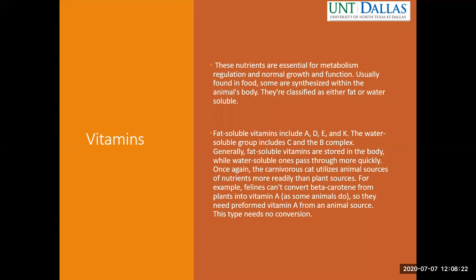Once again, I want to mention here that the carnivorous cat utilizes animal sources of nutrients more readily than plant sources. For example, felines cannot convert beta carotene from plants to vitamin A. So they need preformed vitamin A from an animal source. This type needs no conversion.